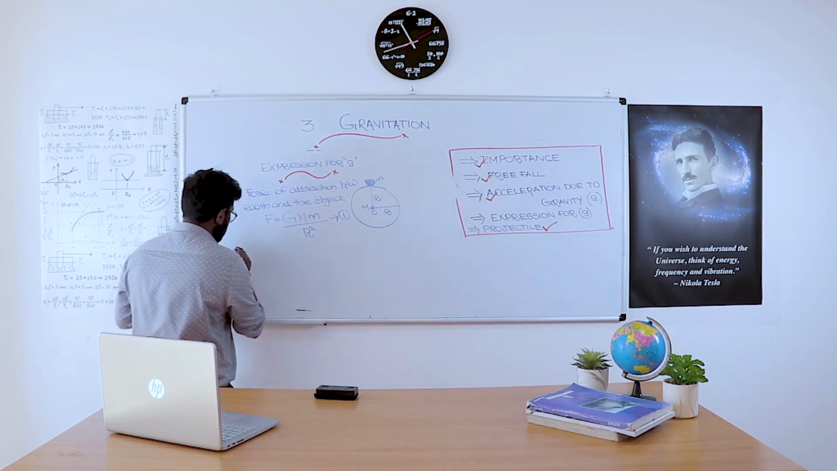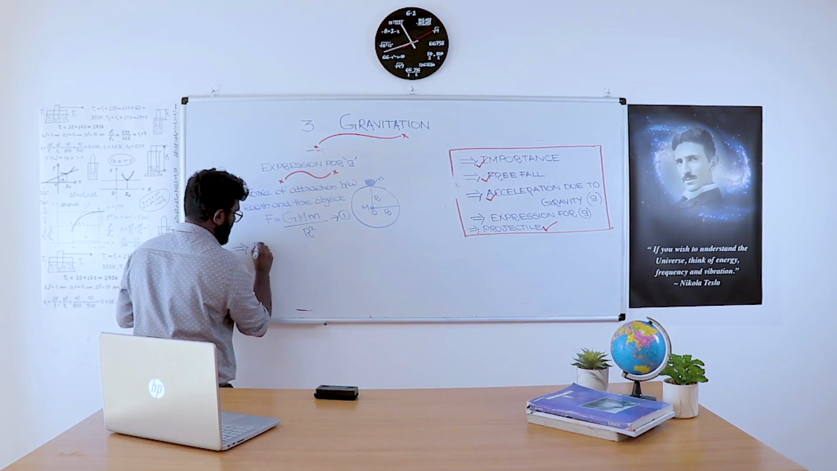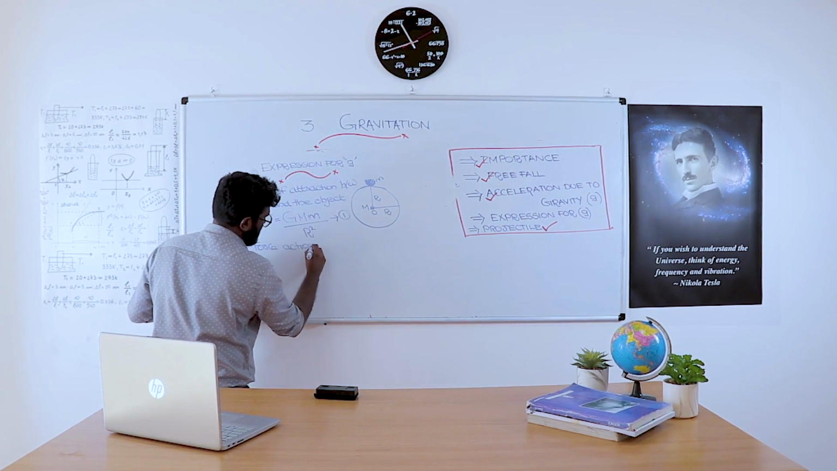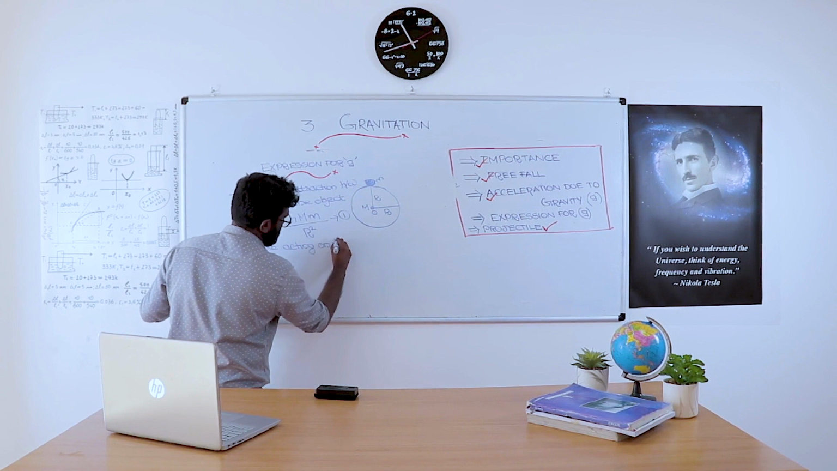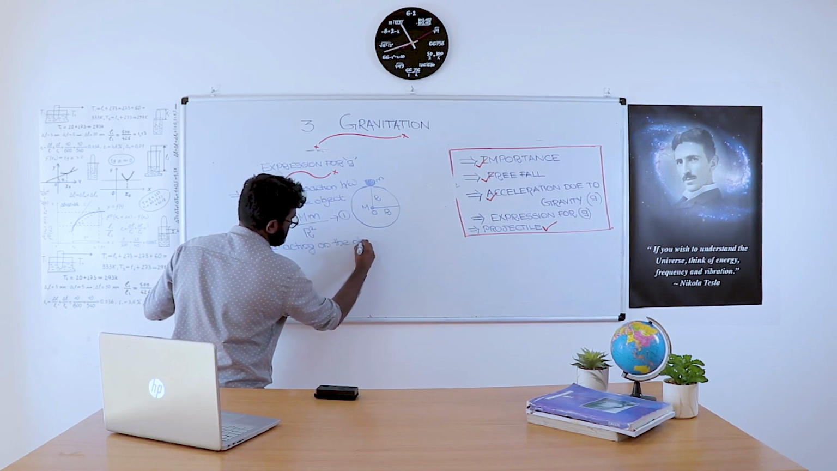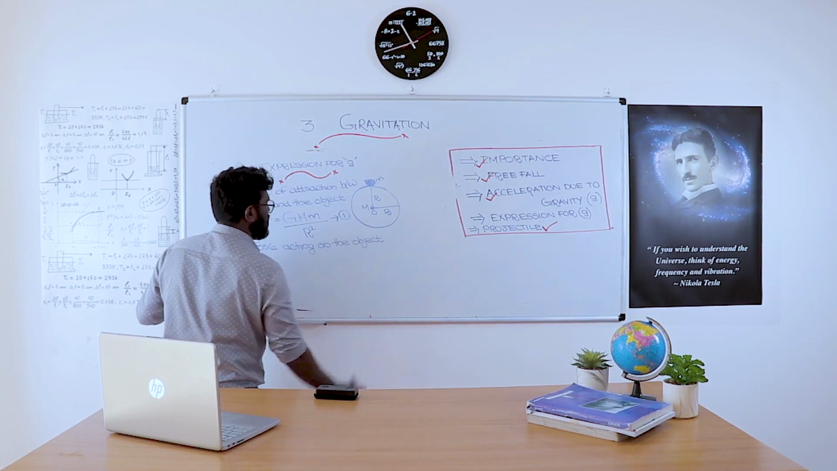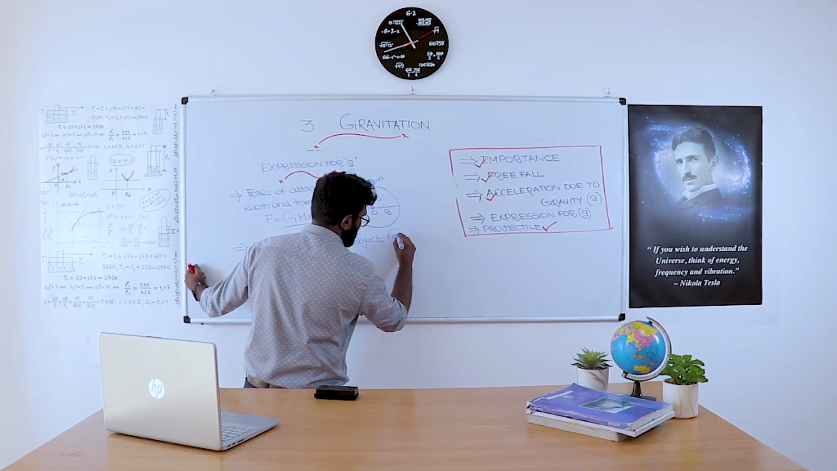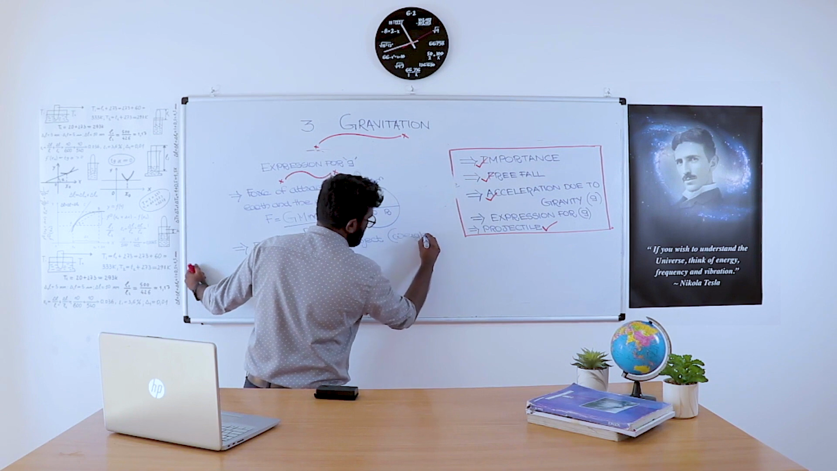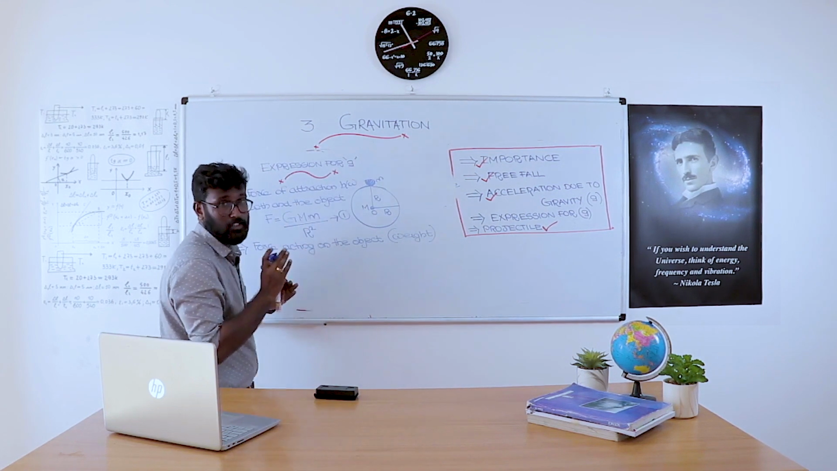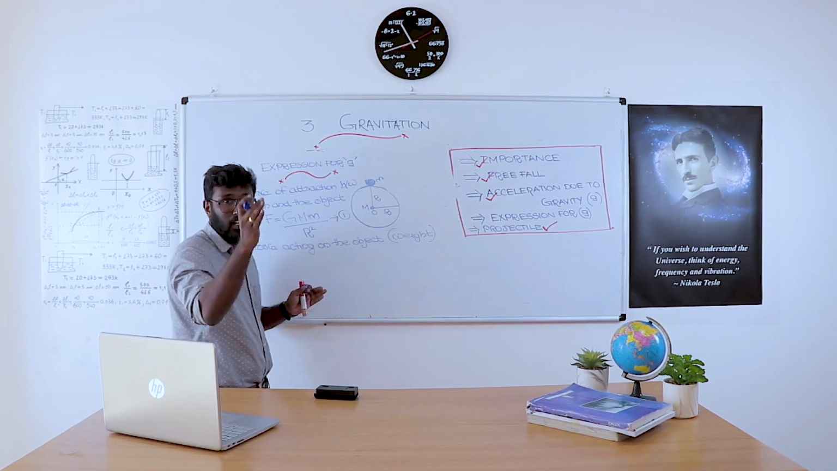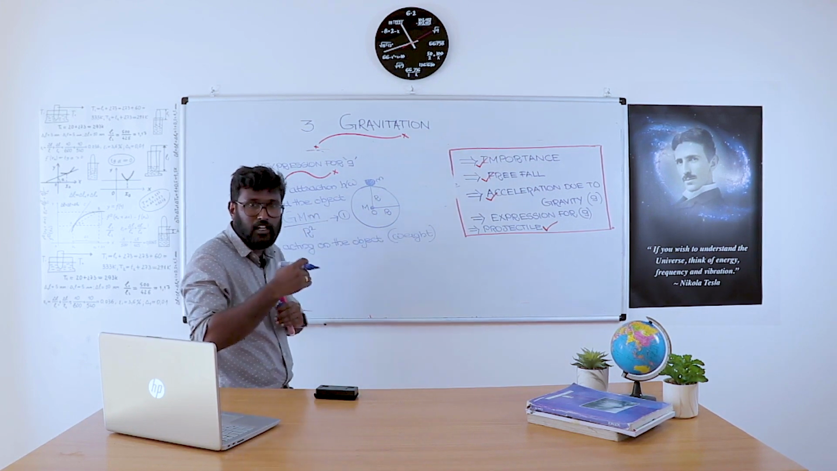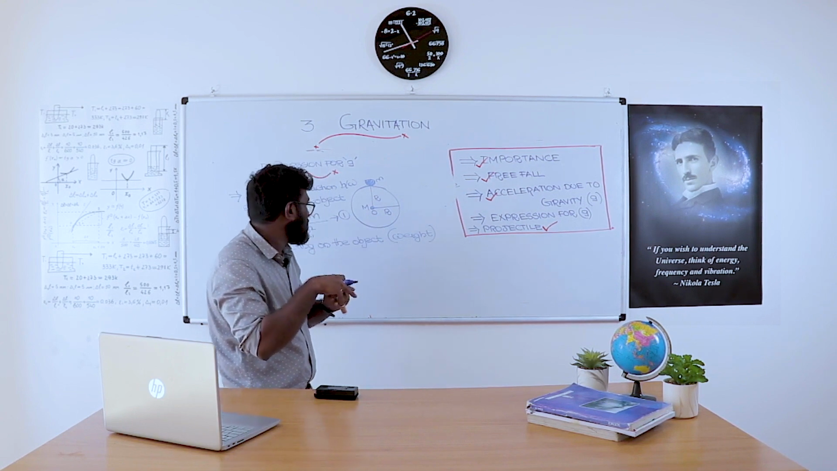So next, we want to find out the force acting on the object. The force acting on the object is simply called weight. Who exerted that force? That you know. That force is exerted by the earth. So the force exerted by earth on that object is called weight.